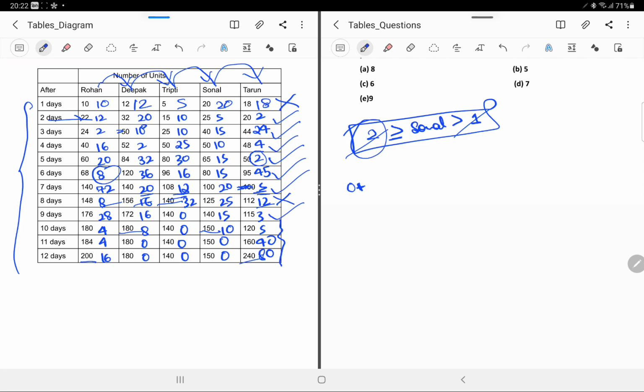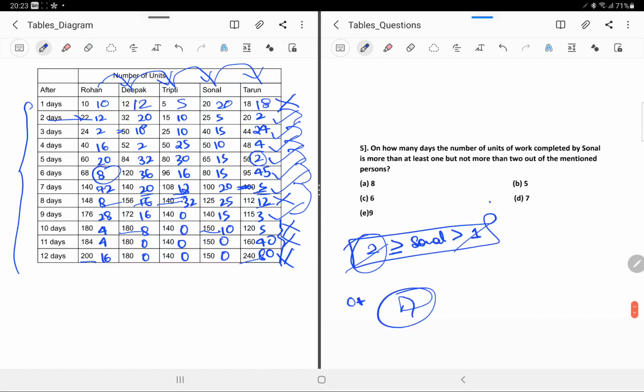Then for the 10th day, this has to be rejected. 0 cannot be greater than anything, because there are no negative numbers, so this is rejected. So this is like 1 2 3 4 5 6 7, so 7 is the answer and D is the answer for this. So this is what the question of cumulative data involves.